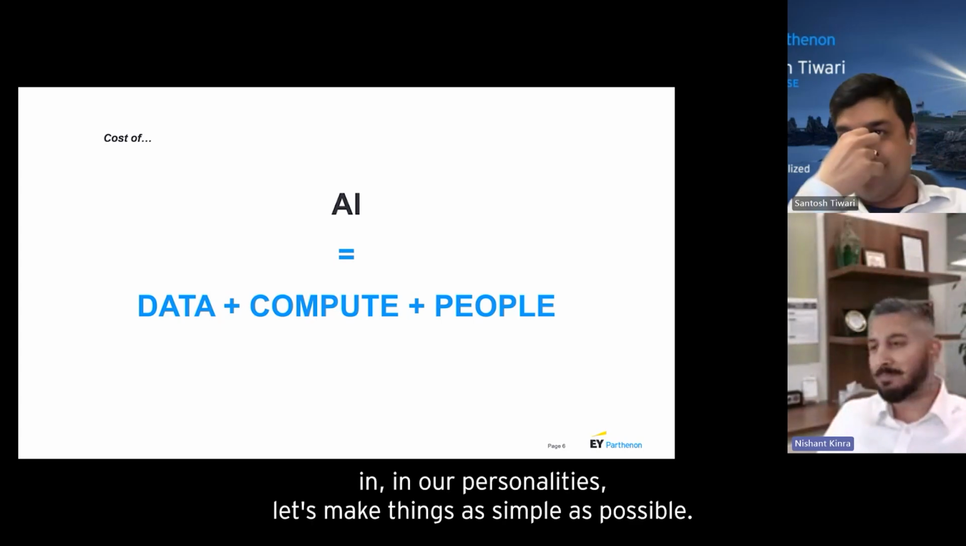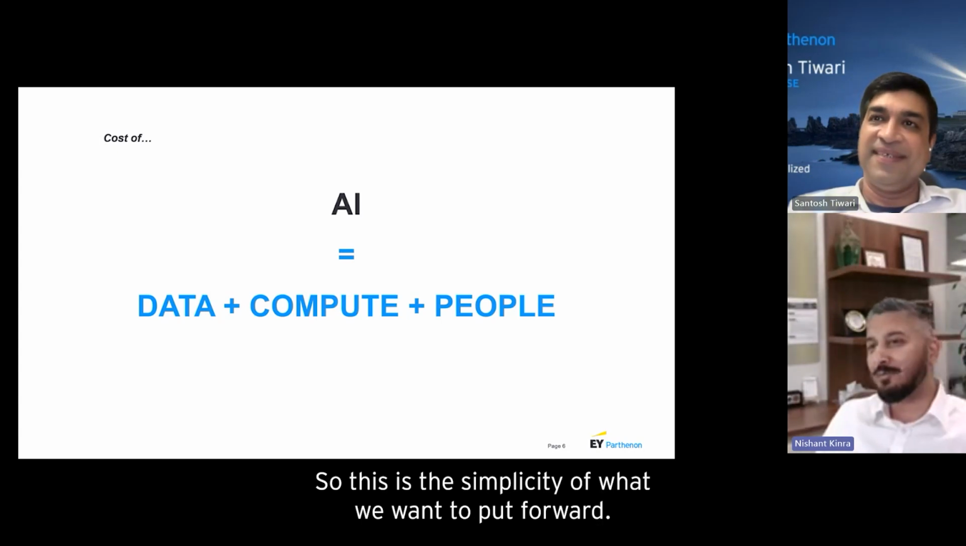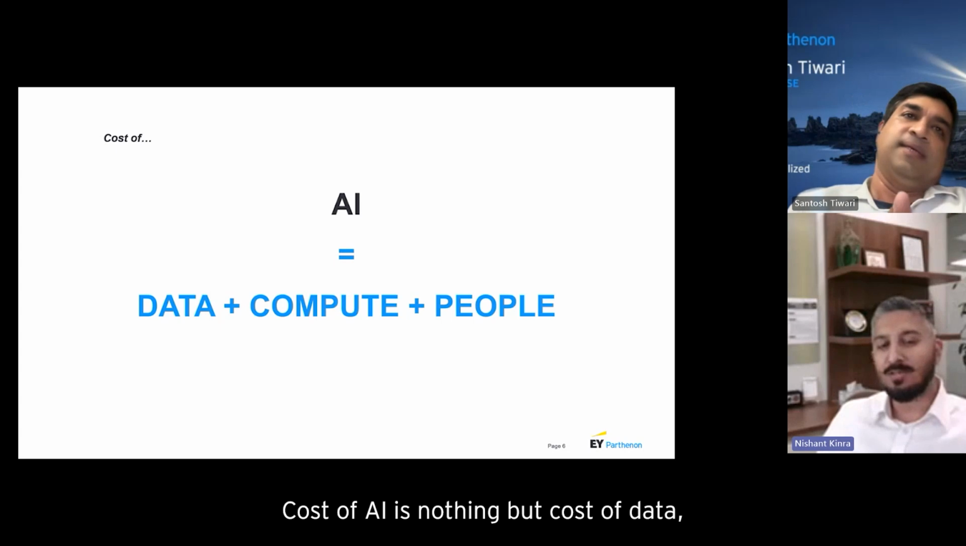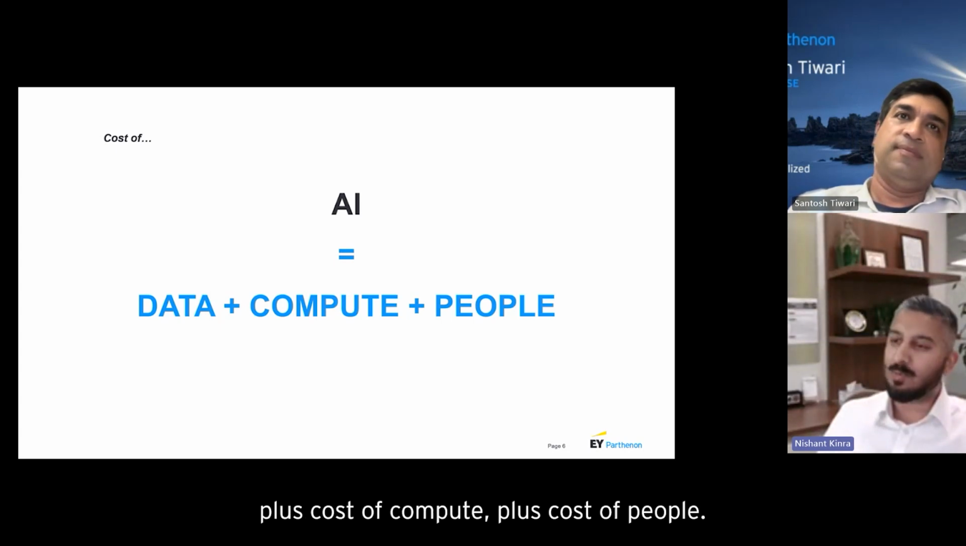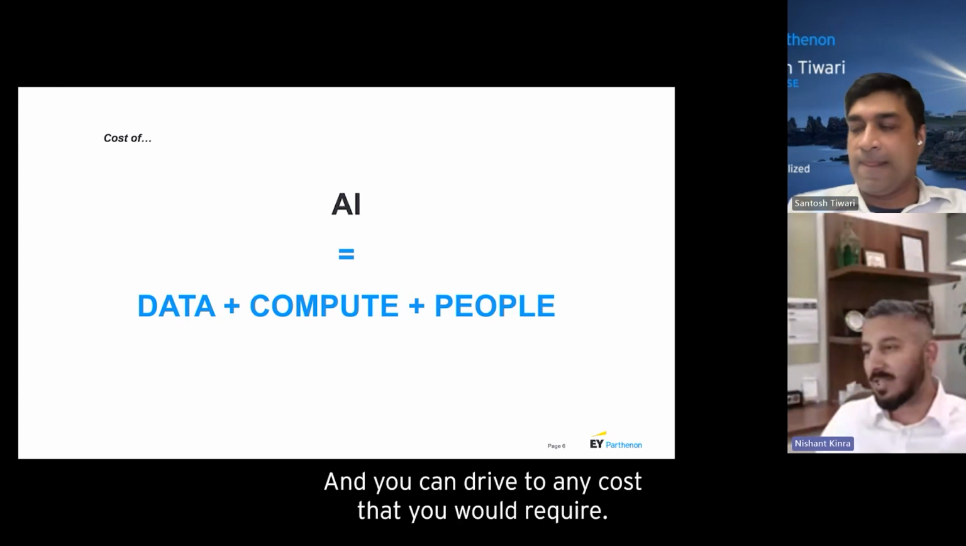Let's make things as simple as possible. This is the simplicity of what we want to put forward. Cost of AI is nothing but cost of data plus cost of compute plus cost of people. Just have this formula ready in your mind, and you can derive any cost that you would require.